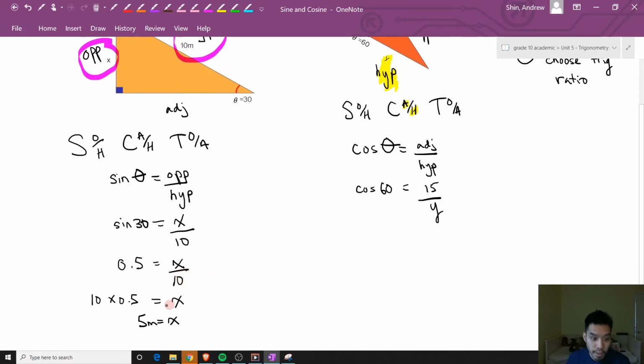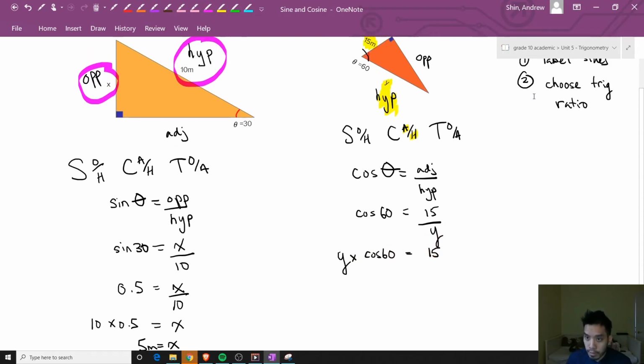See, we have it divided by 10. The first thing we did was multiply by 10. We got rid of those fractions. That's what we're going to do here. We're going to multiply both sides by y. So y times cosine 60 equals 15.